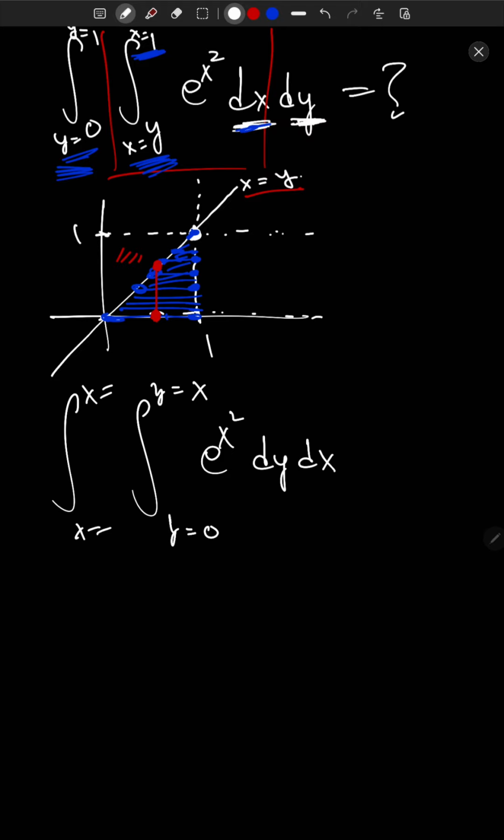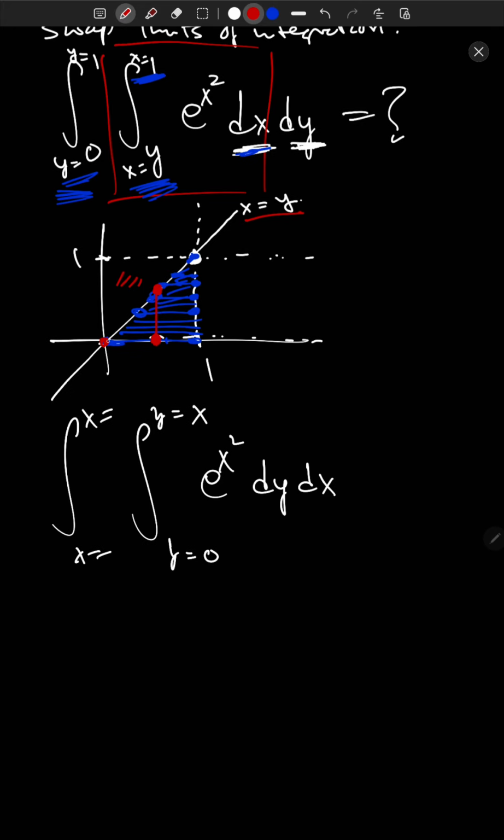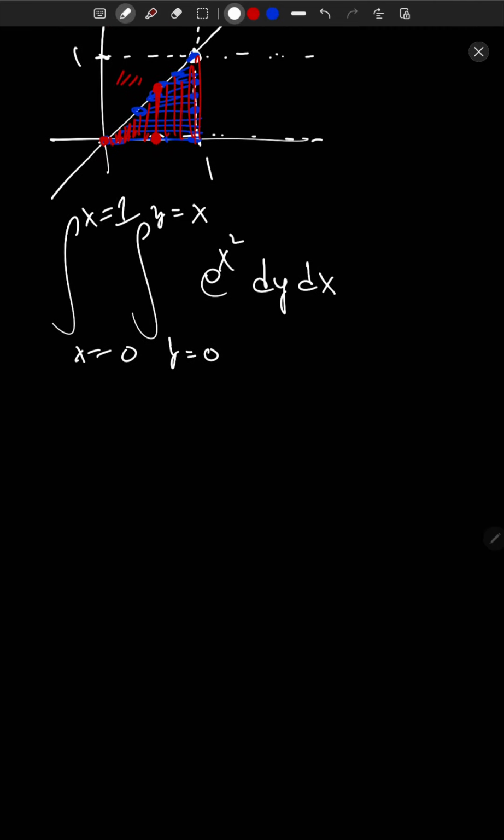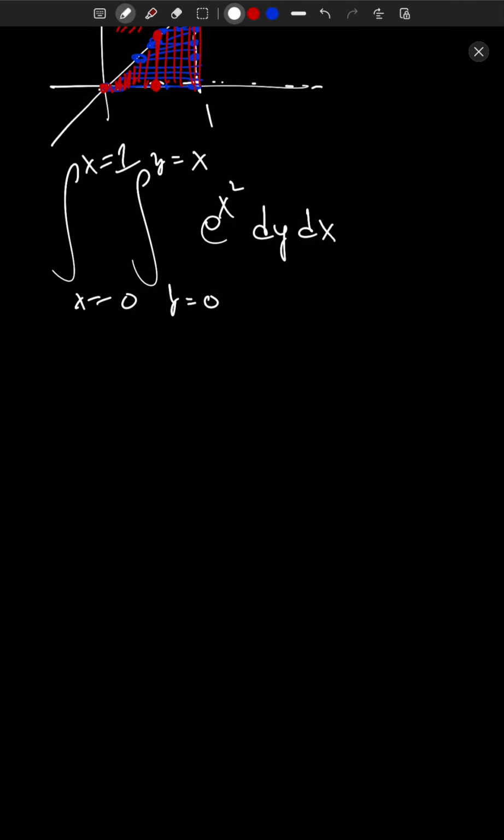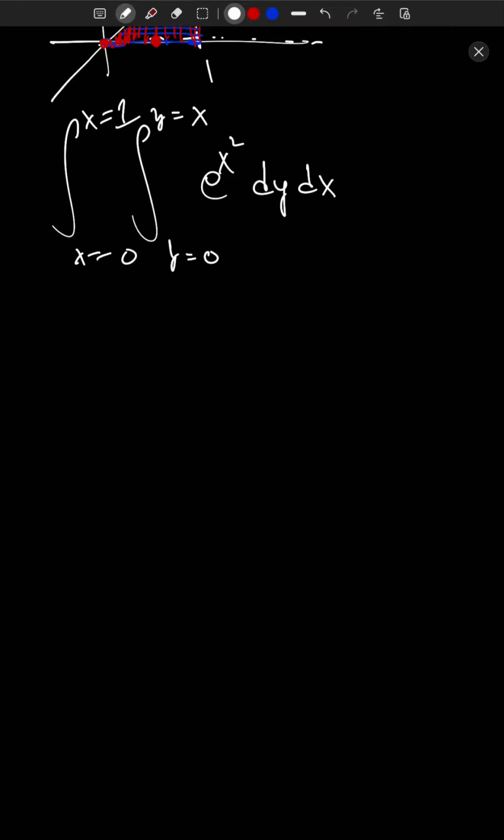And where do these vertical lines range from? Well, if we want to cover this entire triangle with vertical lines, we need to start at x equals 0, and do a vertical line until we get to x equals 1. So x equals 0 to x equals 1. And our hope, again, is that this integral will be easier to do than our previous integral.